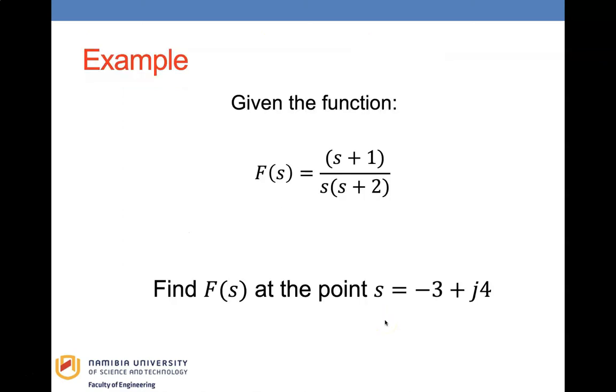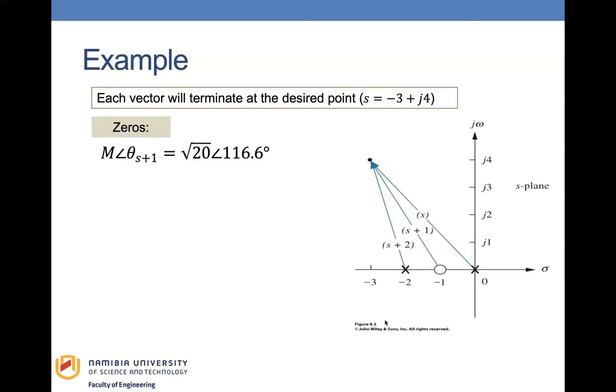Given the function f of s equals s plus 1 over s plus 2, find the function f of s at the point s equals minus 3 plus j4. To solve this problem, we need to find both the magnitude and angle of this function from the complex numbers. This problem is graphically represented in this figure. We draw each vector to terminate on the selected point s equals minus 3 plus j4.